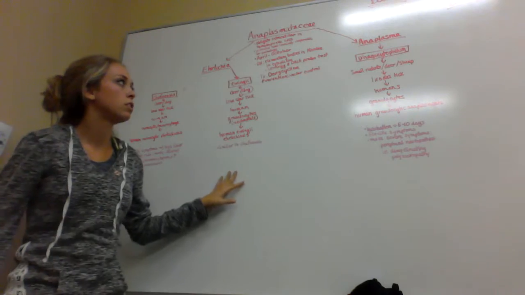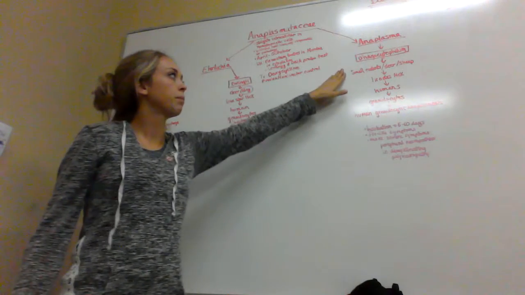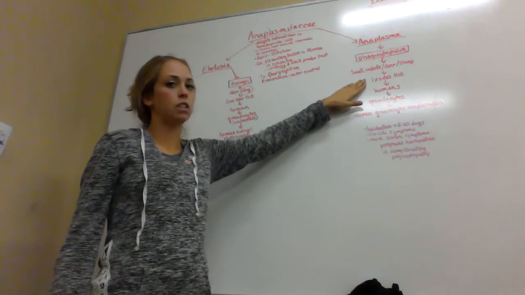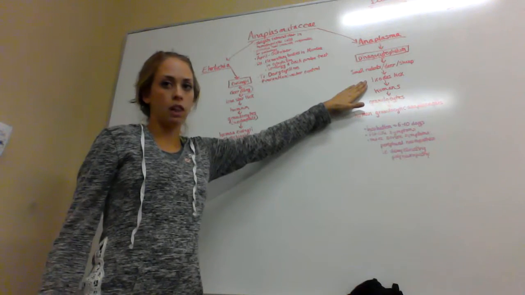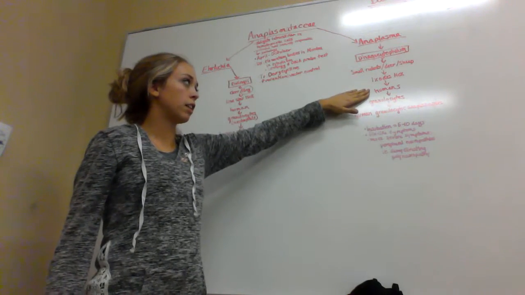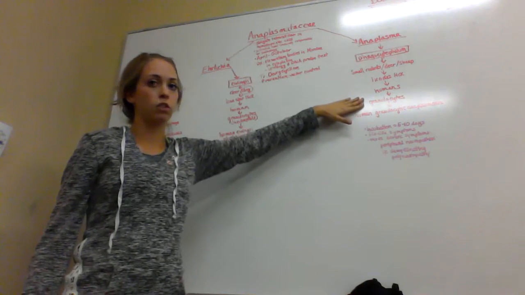So we're going to move on to phagocytophilum over here. The reservoirs are small rodents, deer, and sheep. The vector is the Ixodes tick, just like Lyme disease. And they infect humans, specifically granulocytes.